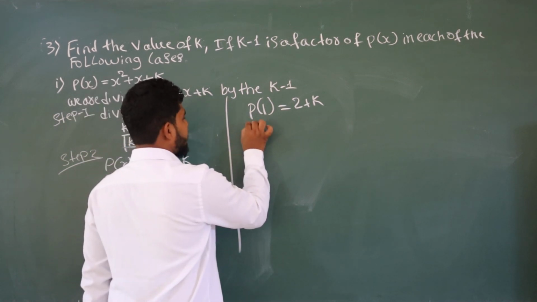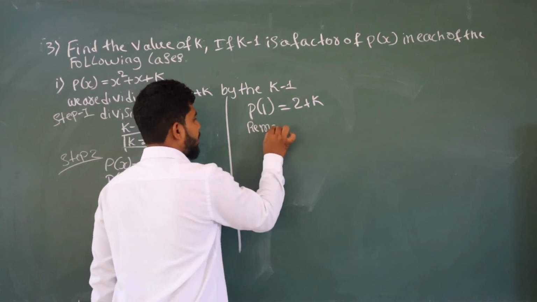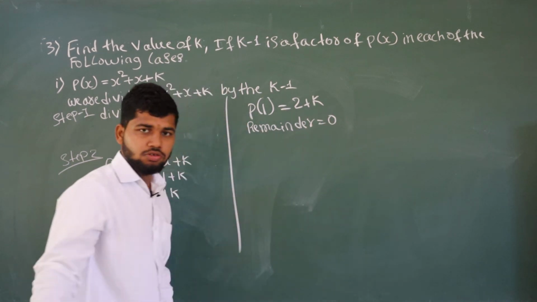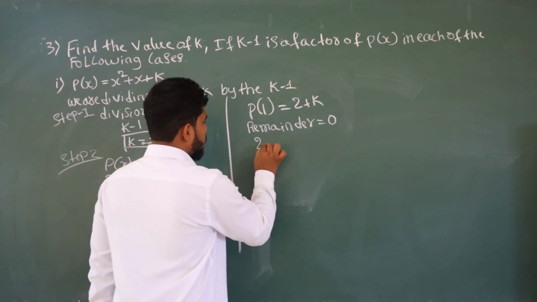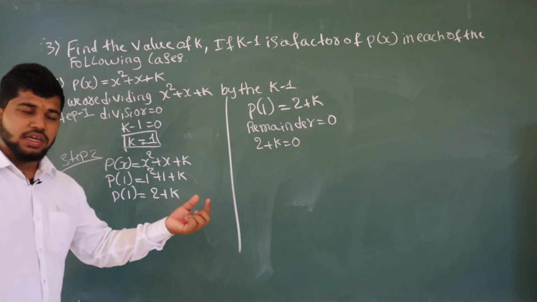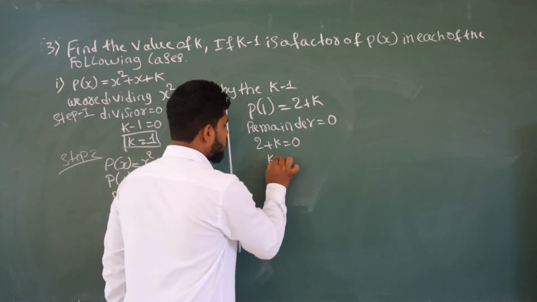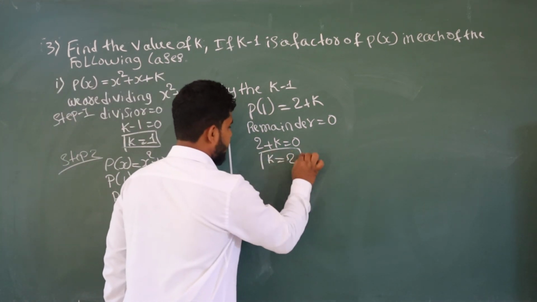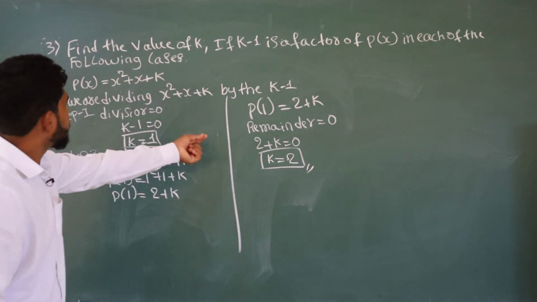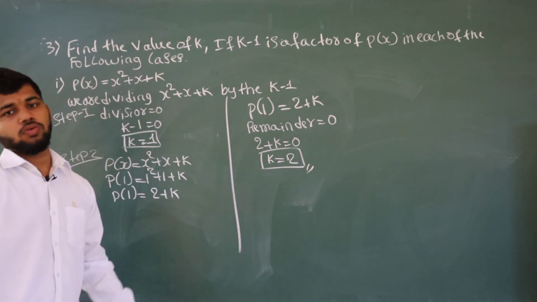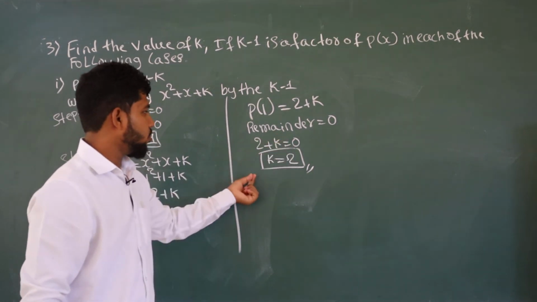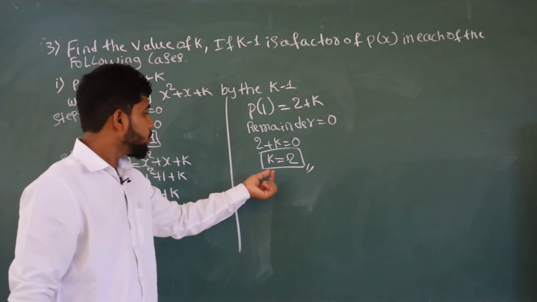Now we have to find the remainder. If you are taking the remainder equal to 0, 2 plus k is equal to 0, k is equal to minus 2. What is the value of k? K is equal to minus 2. You can find out that k is equal to minus 2 if the remainder is equal to 0.